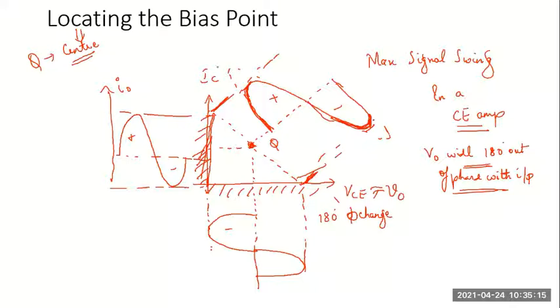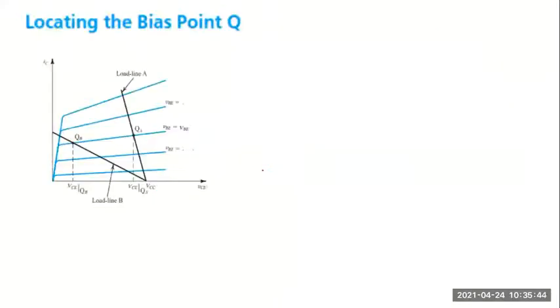So what happens here? We have shown that when the Q point is in the center of the load line, we can give maximum possible input signal deviations both on the positive as well as negative side, so that we will be able to get highest signal swing, highest undistorted signal swing. We also call this the maximum signal swing for a transistor amplifier. But what happens if the Q point is located somewhere near saturation or somewhere near cutoff? Say if I locate the Q point here, or somewhere here, what do you think will happen?